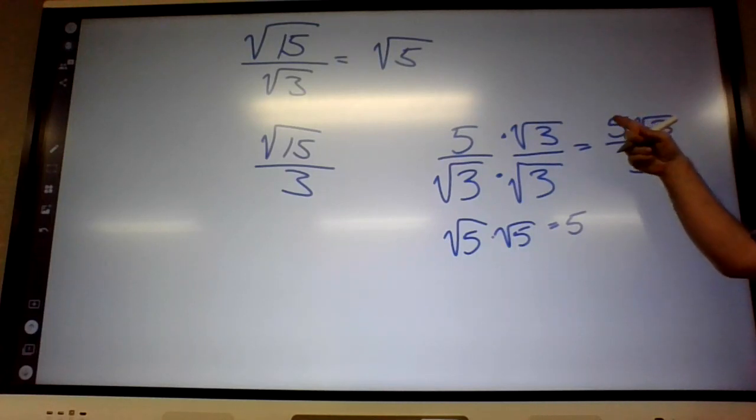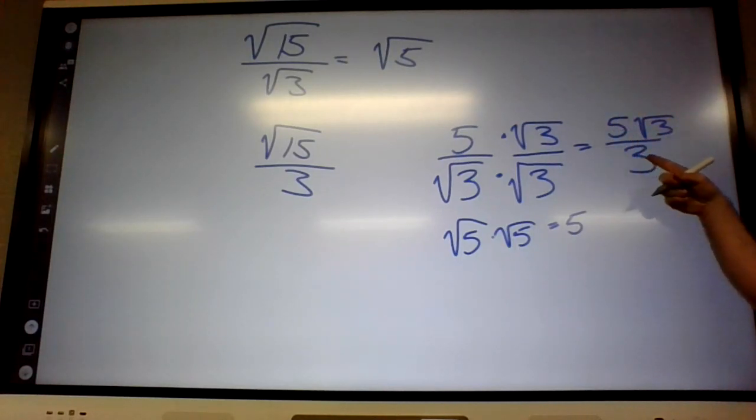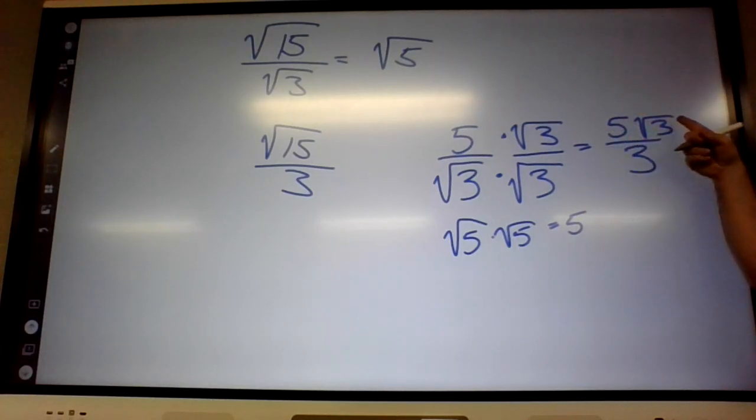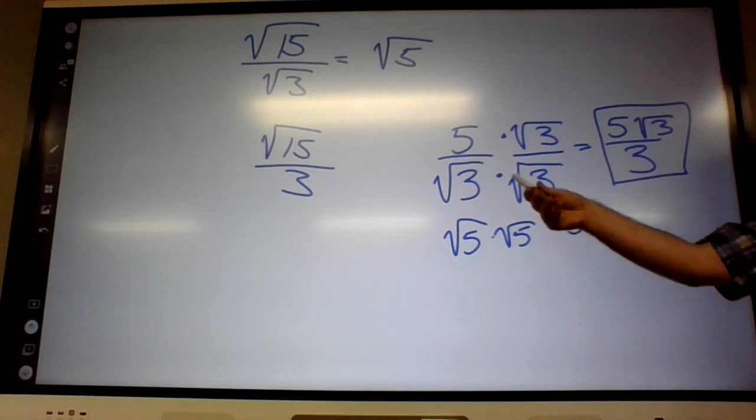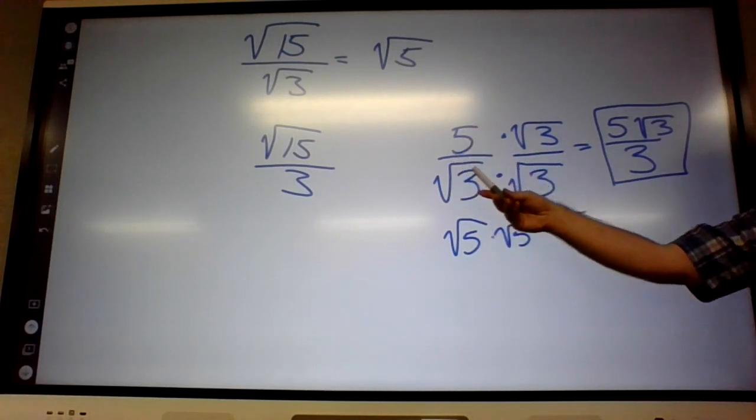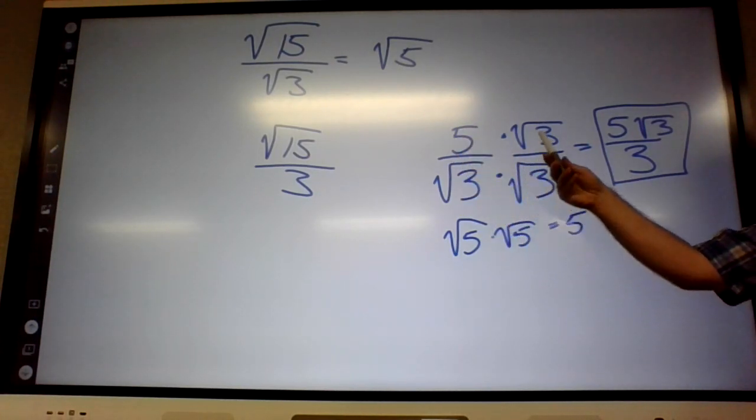Some of these problems, the normal numbers will reduce. But these two don't reduce at any time. So that would be that. Even though this doesn't really divide, we can't leave the square root on the bottom, so we have to multiply the top and bottom by the square root.